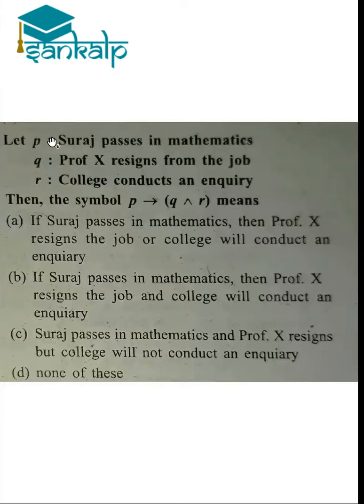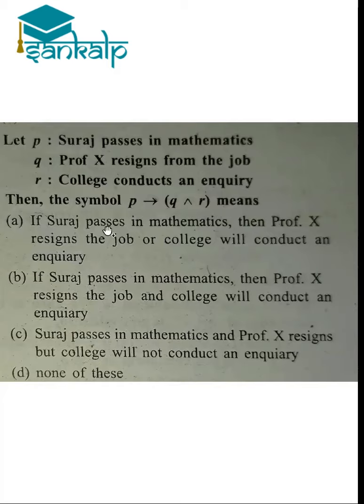So now in the next question, three statements have been given, P, Q, and R. Then the symbol P implies Q and R means. So see, P implication Q and R. So implication is there, so if-then condition.